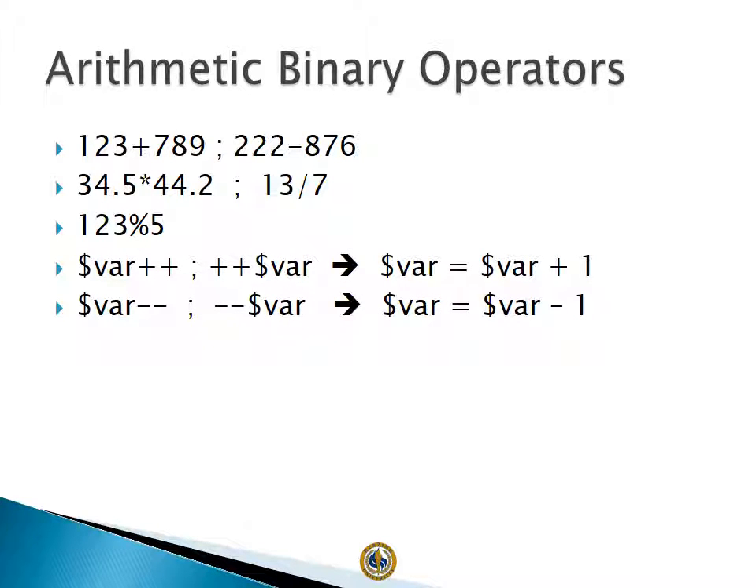Here we'll take a closer look at arithmetic binary operators. Here we see 123 + 789; 222 - 876; 34.5 * 44.2; 13 / 7; 123 % 5; $VAR++; ++$VAR, which translates to $VAR = $VAR + 1; $VAR--; --$VAR, which translates to $VAR = $VAR - 1.